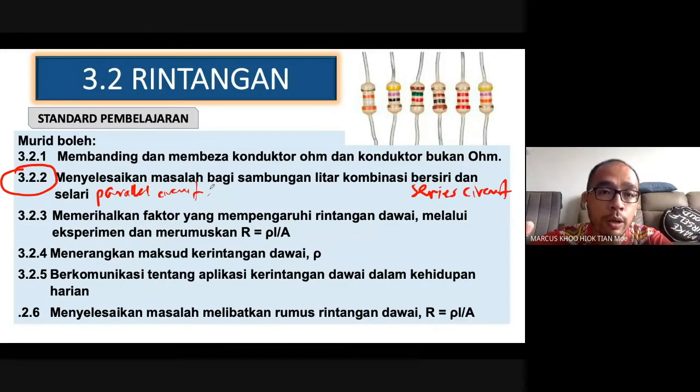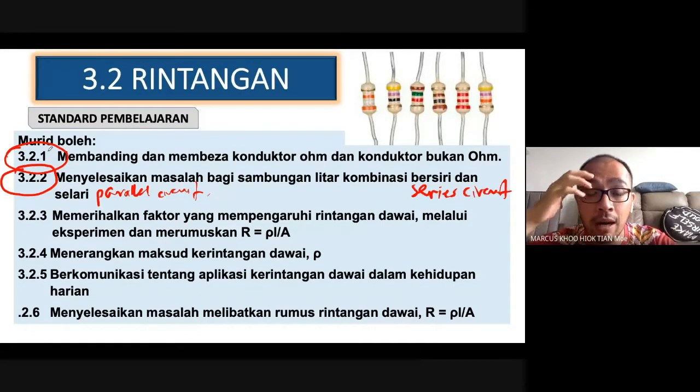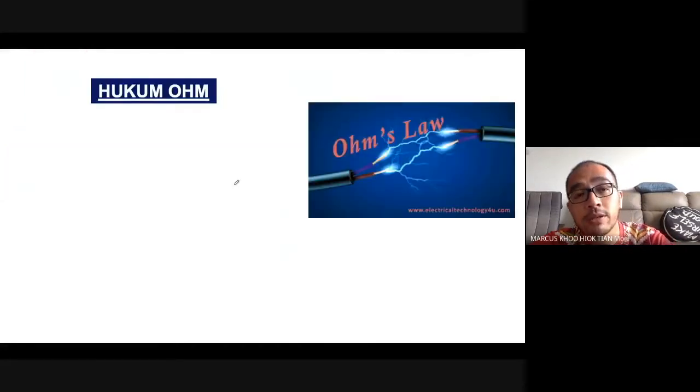But we're going to bypass this 3.2.1, which has all these experiments. If you look at page 89, page 90, all this, a lot of experiments, and at the back there's graph paper as well. So we will skip this first, and after your exam, then we will do this experiment. But I want to do series circuit and parallel circuit today. In order for us to do that, we have to understand what Ohm's law says.